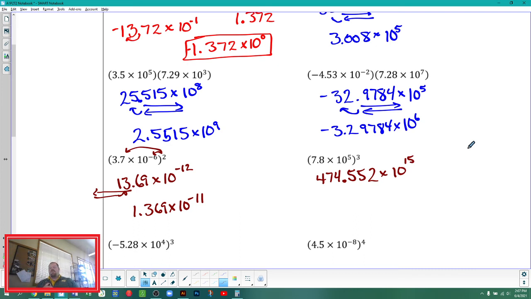And so this is a big number. So the decimal is going to move. This is definitely one that I don't want to actually write in scientific notation. It's going to move that way 15 times, move back 15 times, 16, 17 total. 4.74552 times 10 to the 17th.